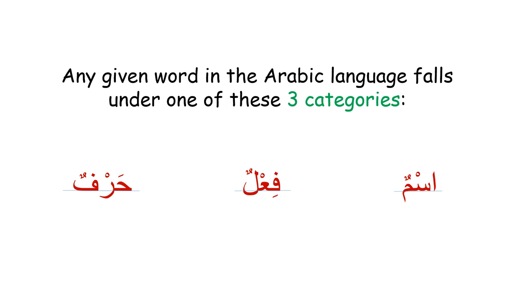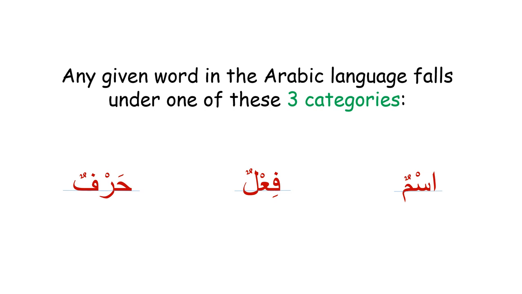Right, back to our topic. So, as I said, the Arabic language has 3 parts of speech, also known as word classes. Therefore, any given word in the Arabic language will fall under one of these parts of speech. And these categories are called, from right to left, ismun, fi'lun, harfun.